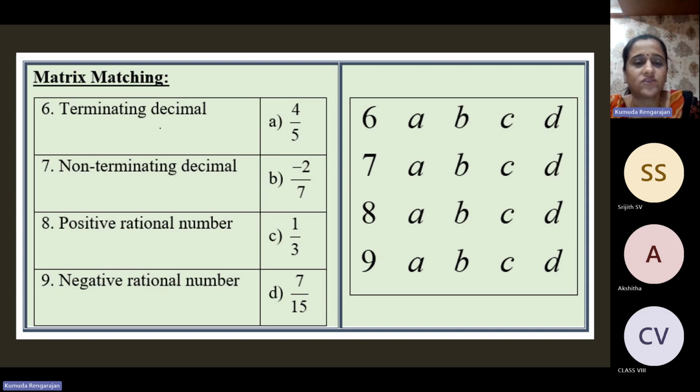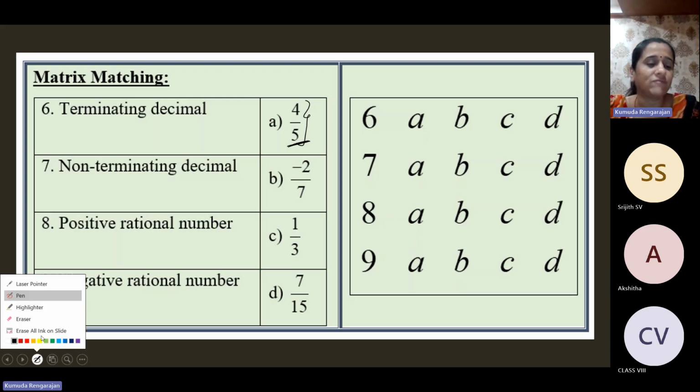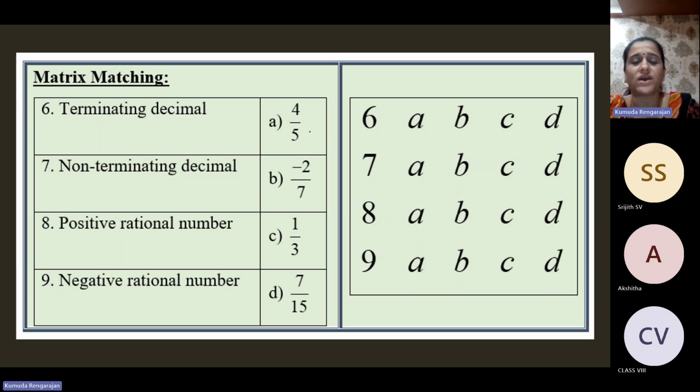Now let's start. Let's find which of A, B, C, and D are terminating decimals. 4 by 5. Is it in the simplest form? Yes, ma'am. Now look at the denominator. The denominator is 5, which is already a prime number. So the prime factor of the denominator is 5.